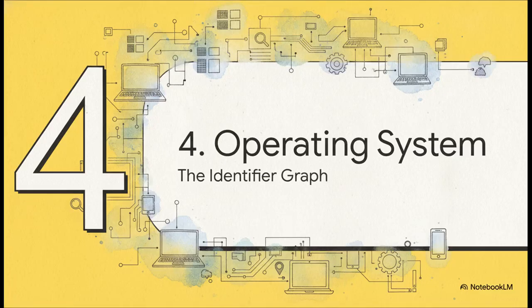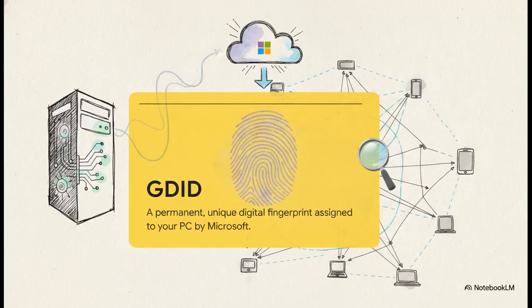Section 4. The Operating System Mesh, Windows, and the Identifier Graph. Let's descend even further into how an operating system actually weaves this inescapable identifier graph around your digital life. And this brings us right back to the GDID, the Global Device Identifier that caught Peter Stokes. The GDID is a permanent, entirely unique digital fingerprint. But here's the really critical detail. Your computer actually doesn't generate this locally.